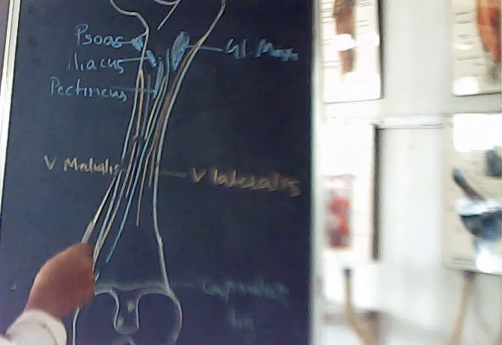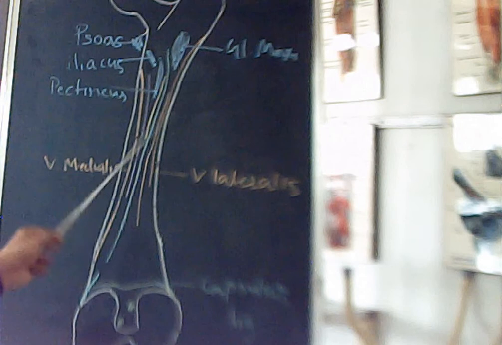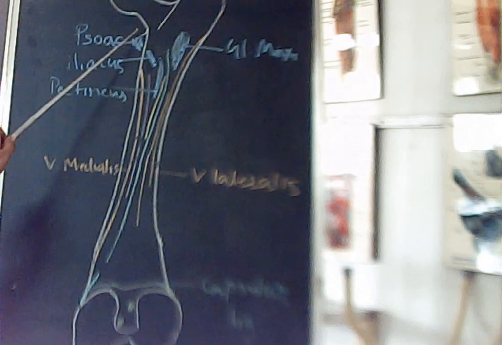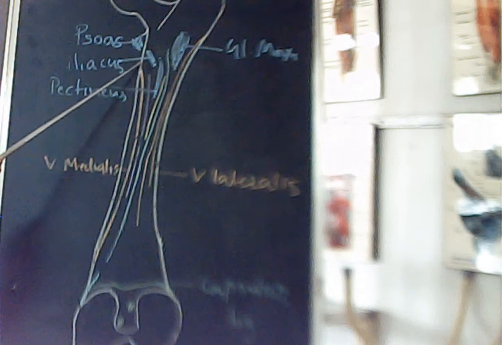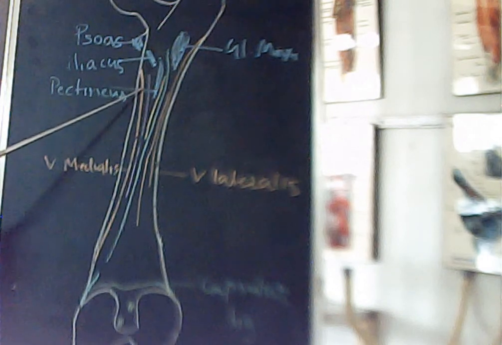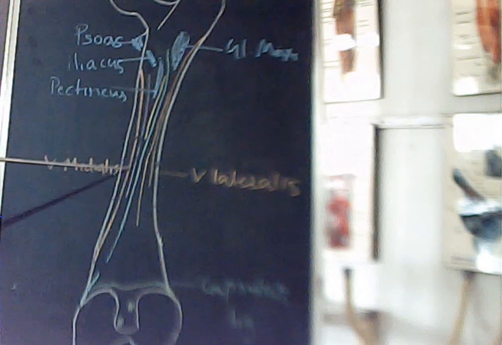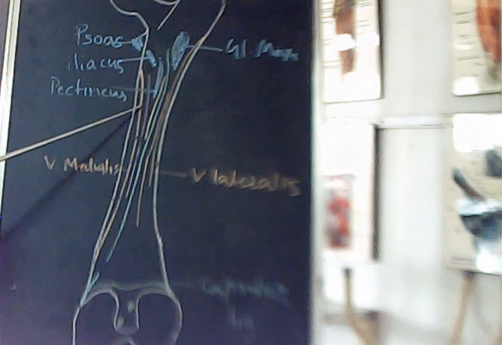So the lower part of the intertrochanteric line, which is placed anteriorly, then the medial lip of linea aspera gives attachment to vastus medialis, which is shown here with the orange color. So this vastus medialis is a muscle of the anterior compartment.